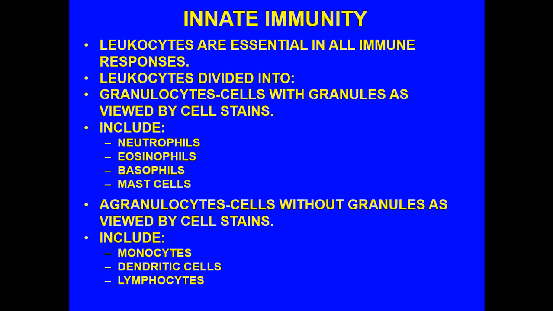Now, leukocytes. Leukocytes are essential in all immune responses. They're divided into two major groups, granulocytes and agranulocytes. Usually what happens is that you add a stain, and this stain will tell you whether you have granules present. And these granules will exist in neutrophils, eosinophils, basophils, and mast cells.